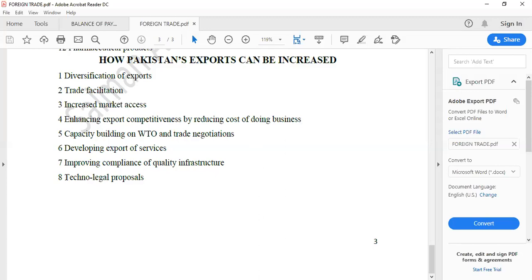Last is techno legal proposals. We should work on our legal deals, and we should have these proposals in order to present them in front of different industries in the world, which will ultimately lead to higher exports. These were the reasons for how we can increase our exports, and at the same time how we can improve our trade structure.